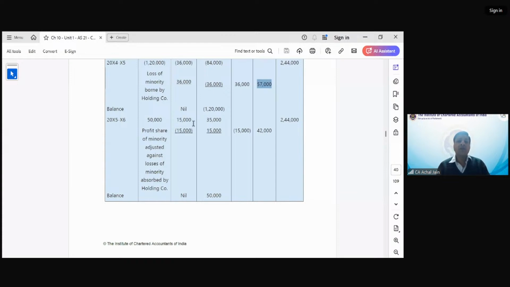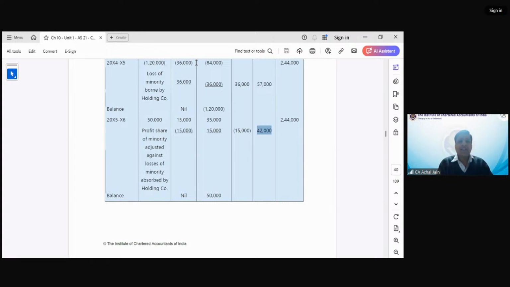Okay. So therefore, this 15,000 profit share of minority, you will pass it on to majority. And thereby, this 57,000 loss amount which was absorbed by majority shareholders will come down. Yes or no? So this will come down to 42,000. Understood? Yeah, everyone clear on this?